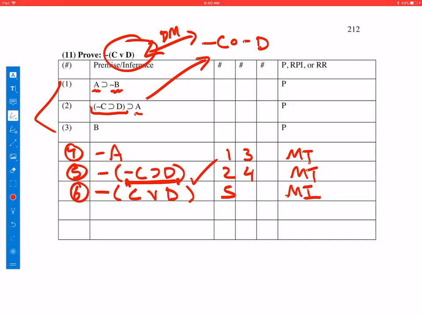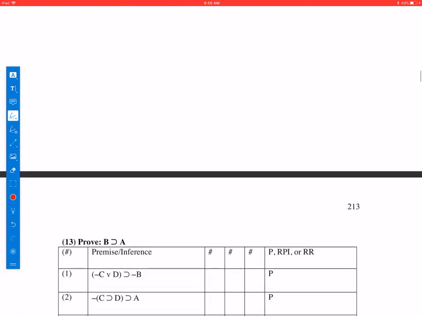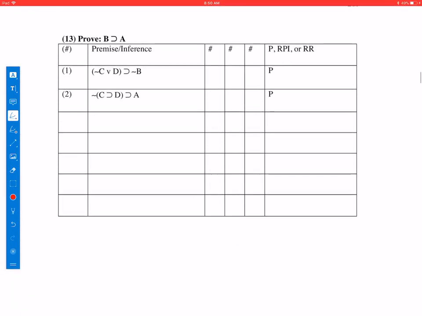Okay, and there we go. We got exactly what we wanted. We got our conclusion. Yes, we were thinking about this not C and not D as an alternative, but it turns out we didn't need it. All right, let's move on to another.